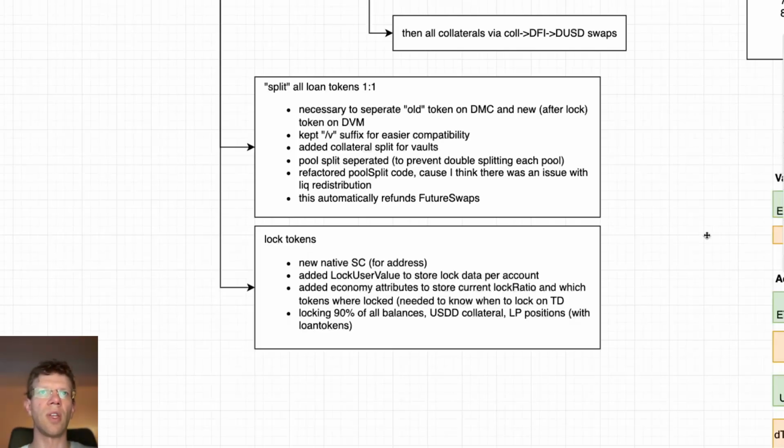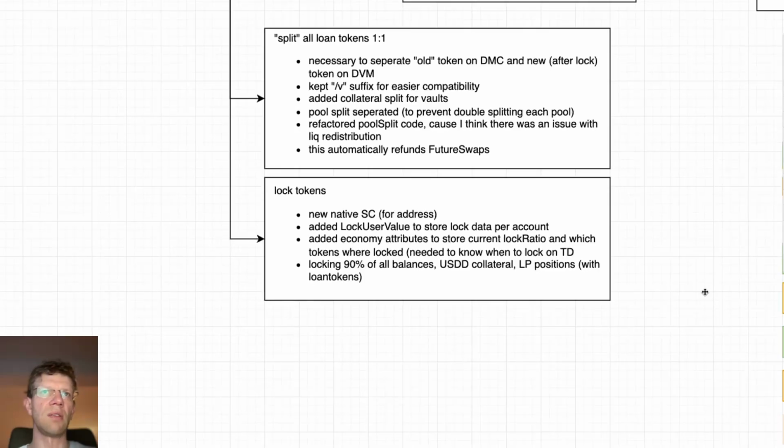And now the actual locking happens, which is not that fancy. It's just that I added a new native smart contract. Like we have a smart contract for the future swap and everything, it's basically just an address, a special address. And I need this address to move the funds there, so that we have the funds in the whole accounting and everything. I added a lock user value in the database, similar to the future swap user values, I think it's called. They are there to know what amount each user has put into the future swap right now. Now I have the lock user value, or token lock user value.